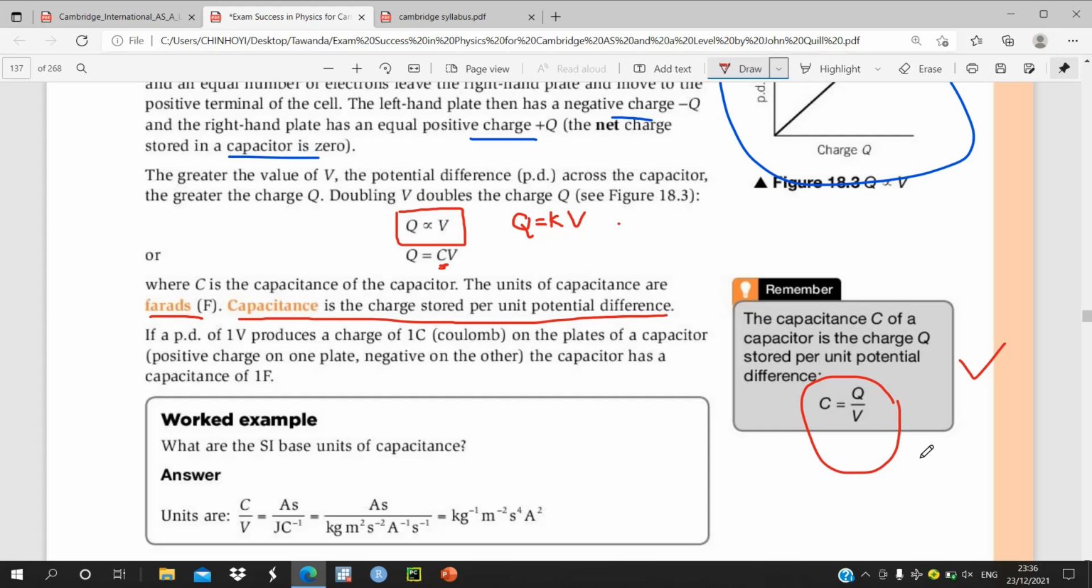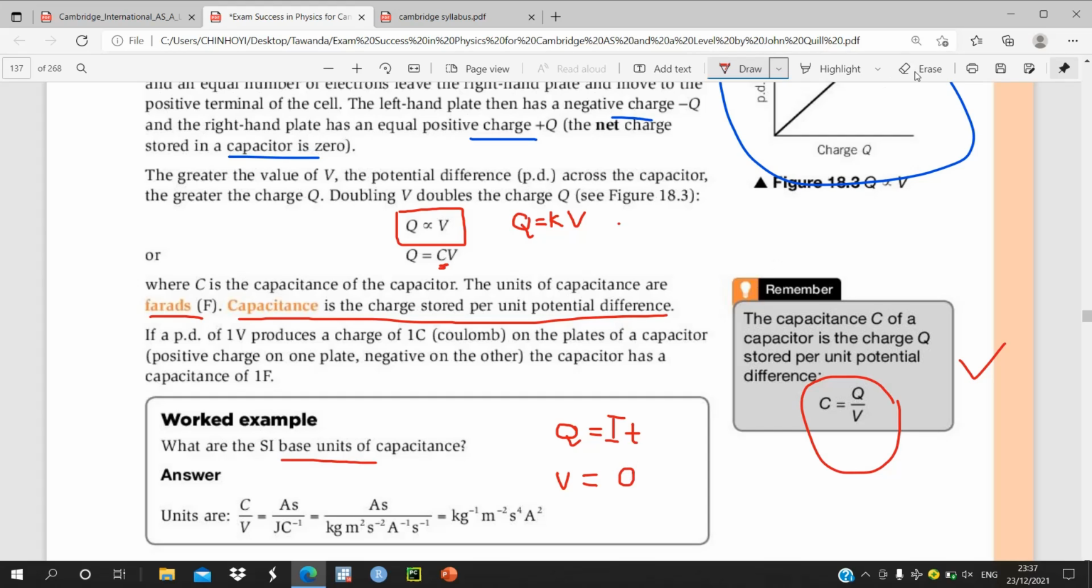One may ask, what are the SI units of capacitance? We have charge over voltage. Remember that charge is also a derived unit, which is current times time, so the units are amperes times seconds. And also remember voltage is work done by charge.